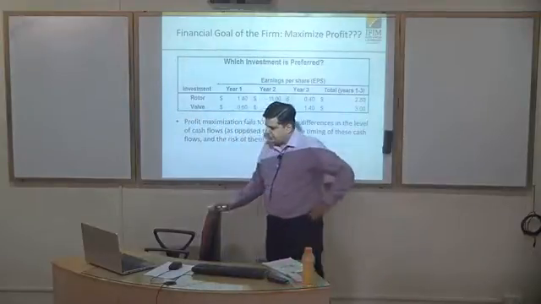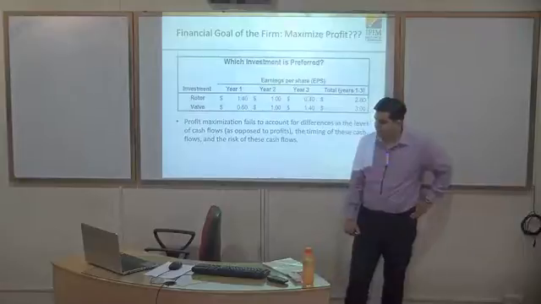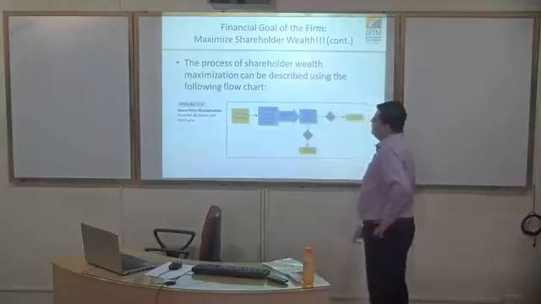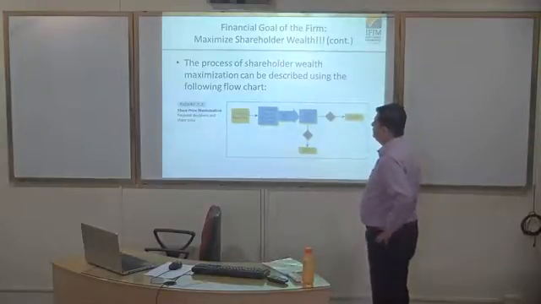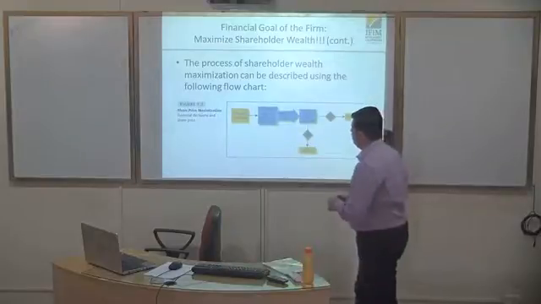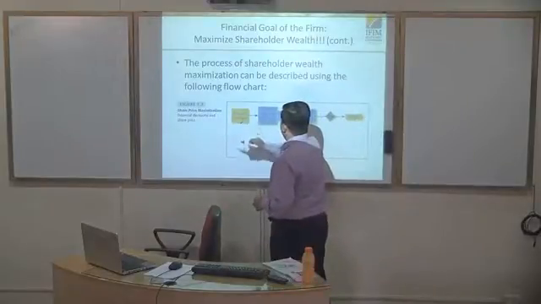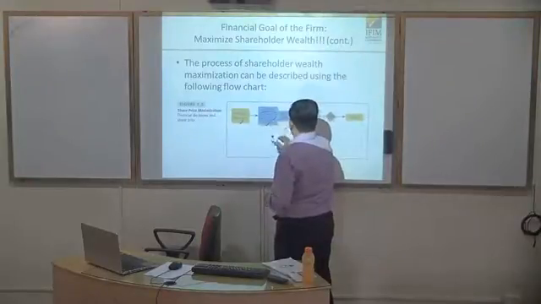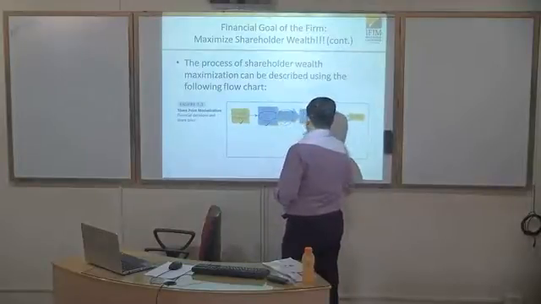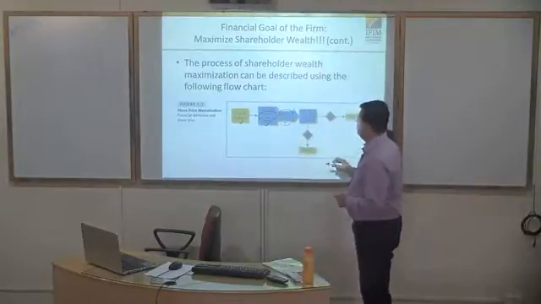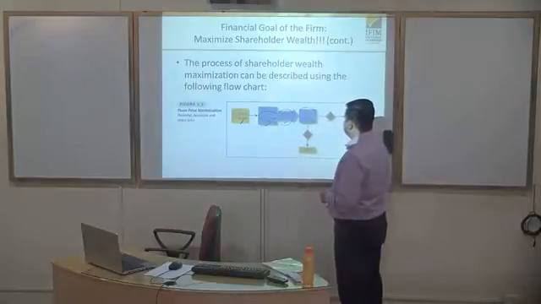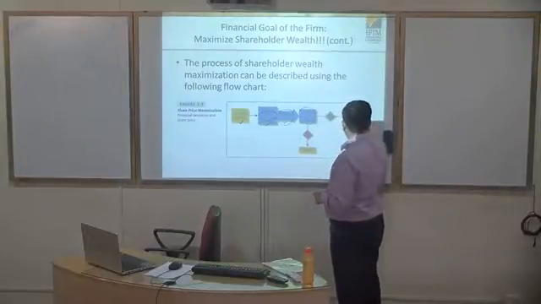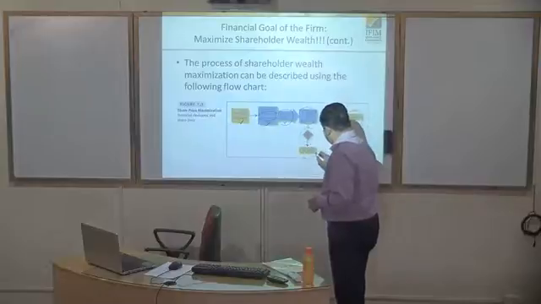The process of shareholder wealth maximization can be described using the following flow chart. Shareholder maximization, financial decision and share prices. The financial manager starts working here. He will have financial decision alternatives and actions. For return or risk, he will look at how much return and how much risk he can afford to have. Then he will also look at whether it is increasing the share price of the company. If yes, accept. If no, reject.